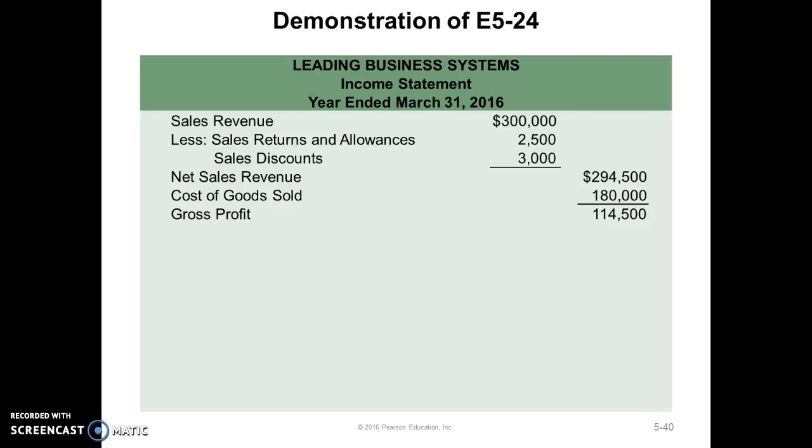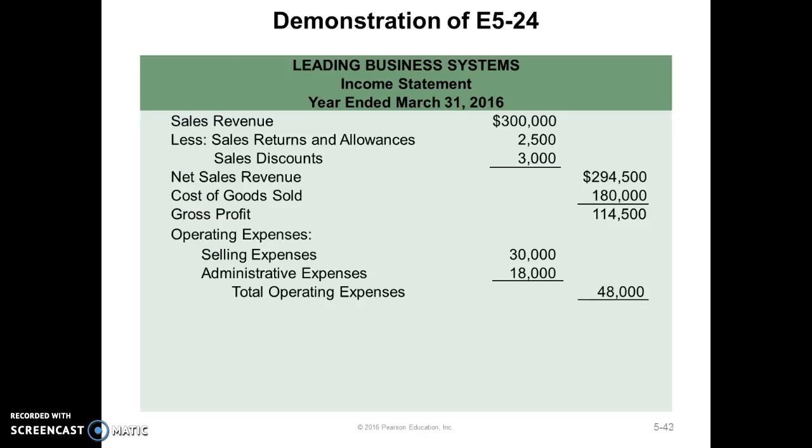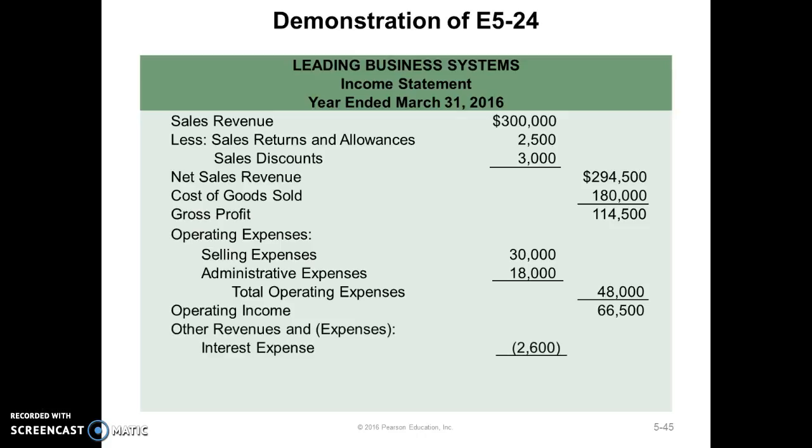In a multi-step income statement, you always want to see sales, cost of goods sold, and gross profit. Then you're going to say, what are your operating expenses? You're going to get operating income. You're going to have other revenue and expenses, which normally the only thing that really falls in that is interest expense for the most part. And then you still get to the same 63,900 as net income.